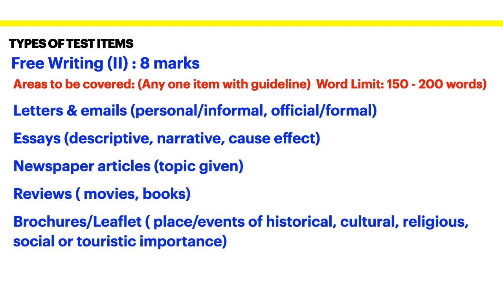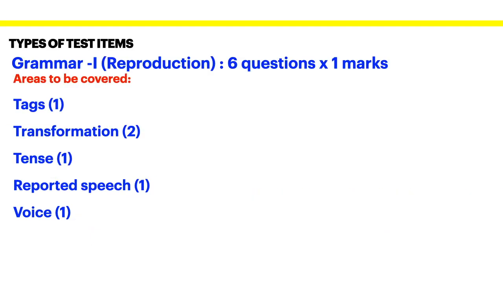The movies you have watched and the books you have read can be an assistance for you to write the answer. Brochures and leaflets are there. We have to produce a brochure or leaflet of a place or concerning any event. This place and event should be of historical, cultural, religious, social, or touristic importance. So try to get ideas on places or events related to history, culture, religion, society, or tourism activities.